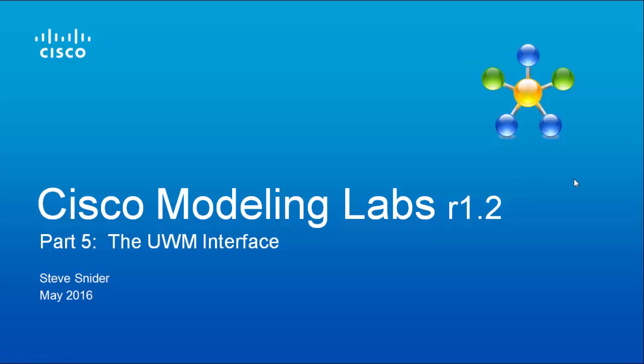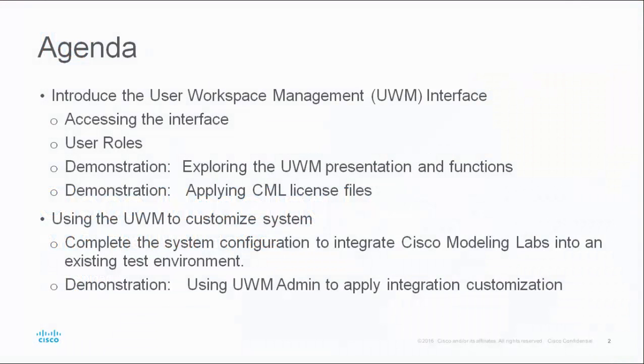Hello, this is the fifth in a series of videos addressing the installation of Cisco Modeling Labs version 1.2. After deploying the OVA template and performing our preliminary health checks, we will now access the Cisco Modeling Labs management interface. In this module, we will examine the Cisco Modeling Labs UWM interface. This will include views of the interface layout and administrative functions. We will apply the earlier acquired license files to activate the system. And then we will use the UWM to complete the system customizations needed to integrate Cisco Modeling Labs into your testing environment.